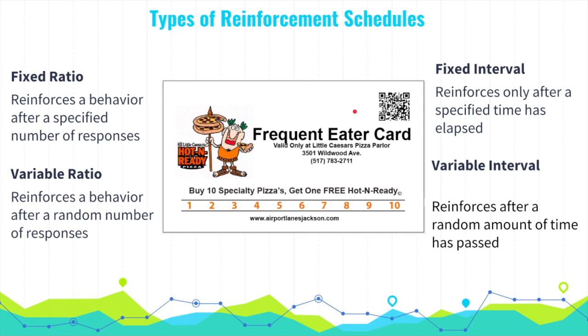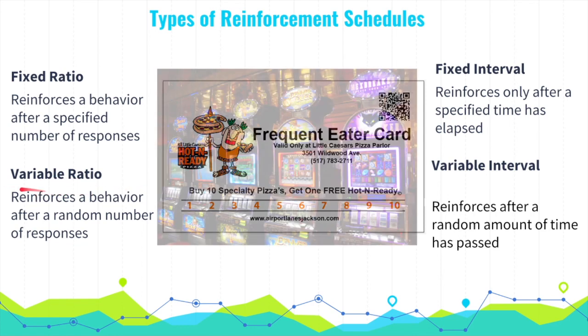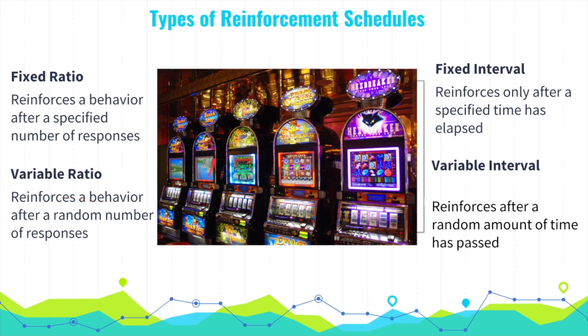There are different types of reinforcement schedules, however, or the ways in which reinforcement is given to the test subjects. The first one we'll talk about is fixed ratio, and that's where you reinforce a behavior after a specified number of responses. An example of that would be a frequent customer program, where every 5th visit you get a free haircut or burrito or coffee.